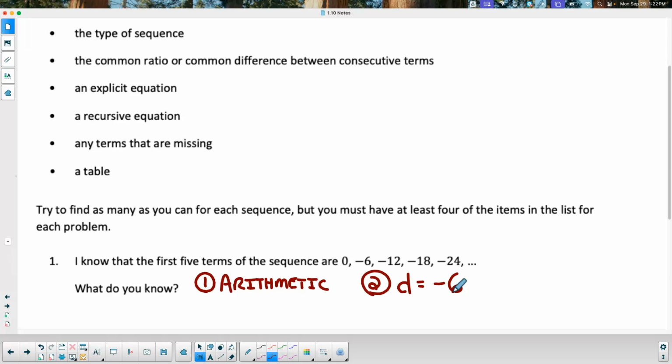That the explicit equation is f of n equals -6 times n minus 1 plus 0. Do I need to write that plus 0 part at the end? So we can just write it like that. I wouldn't take off if you put the plus 0 at the end. All right. What else do we know?